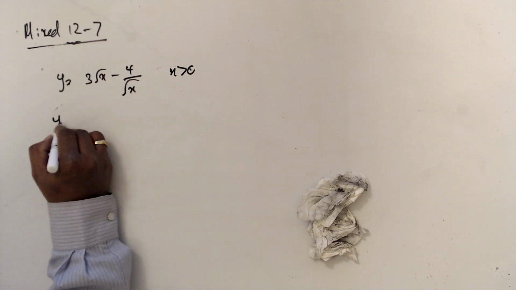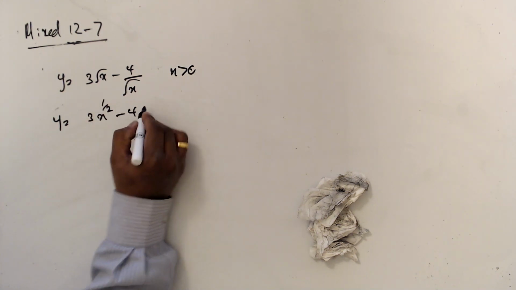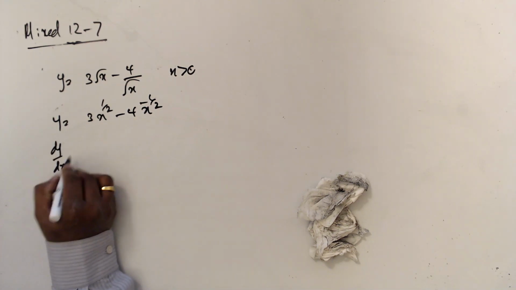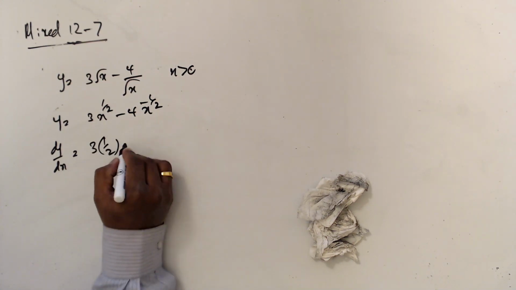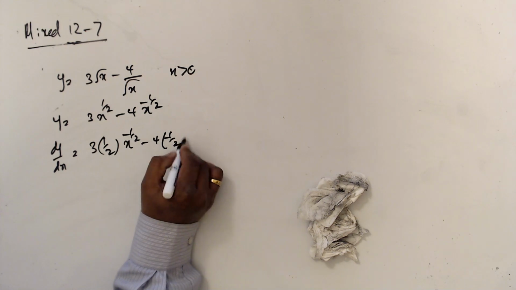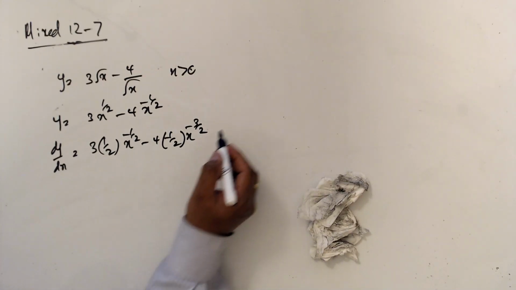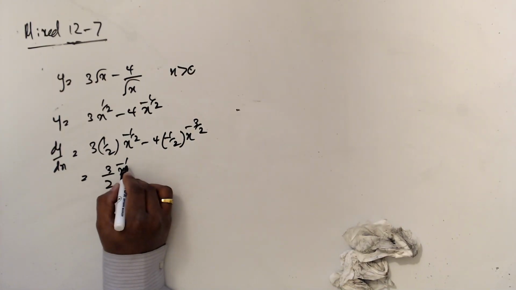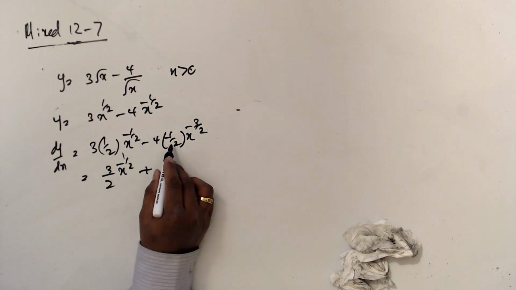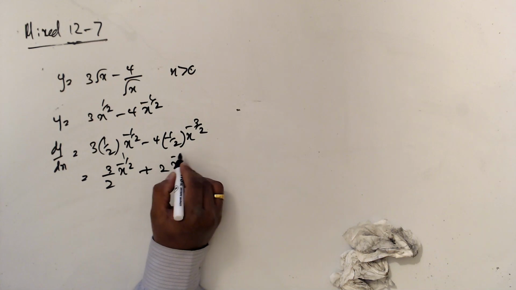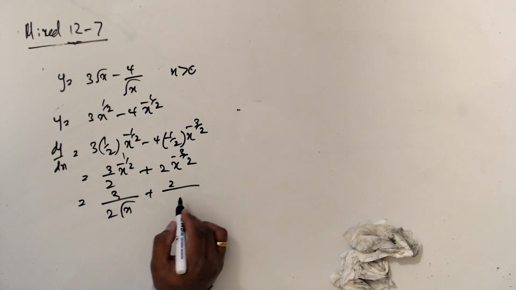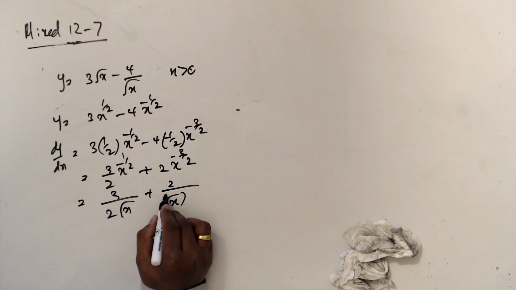y equals 3x to the half minus 4 times x to the minus half. We want to find dy by dx. dy by dx equals 3 over 2 x to the minus half, minus 4 times minus half x to the minus 3 over 2, minus half minus 1 in x to the minus 1. So this is 3 over 2 x to the minus half, then plus 4 over 2 times x to the minus 3 over 2. So 3 over 2 square root x plus 2 over square root x to the power 3.